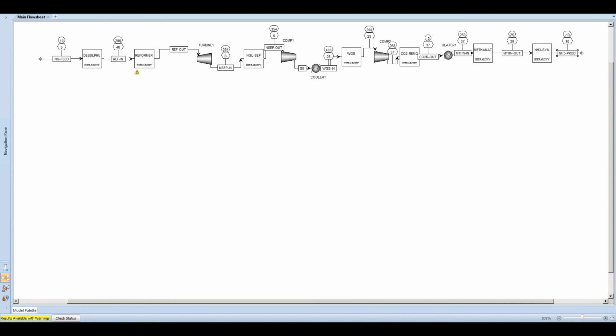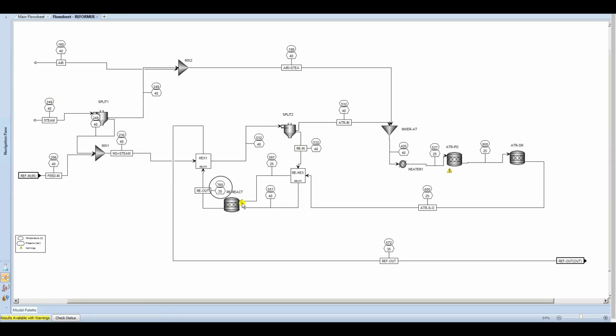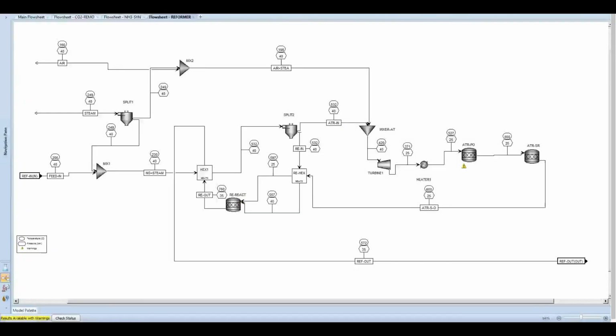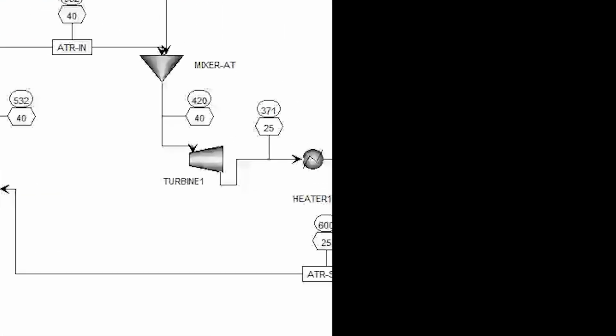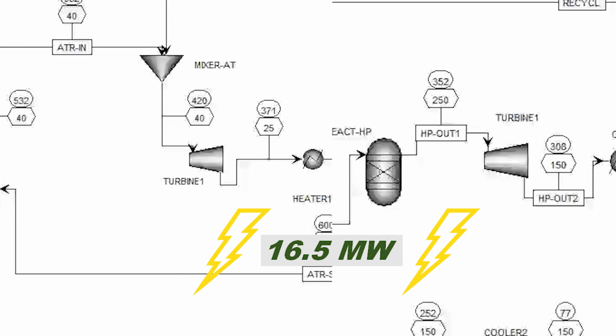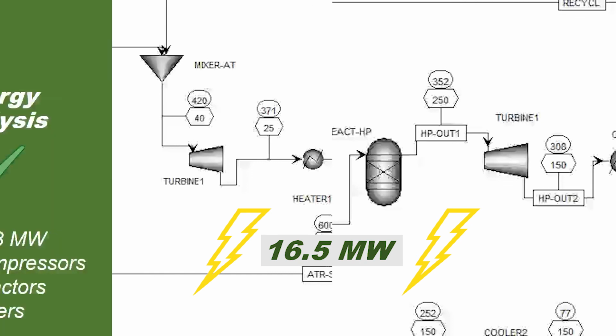Looking into energy savings, the reformer reactor outlet at a temperature of 760 Celsius will heat up the natural gas stream from 230 to 532 Celsius. Implementing this heat exchanger has saved 35.3 megawatts of heat energy, as the product stream heated in the reactor will preheat the feed that goes into the series of reactors. Furthermore, the introduction of turbines in the reformer and ammonia synthesis stage has produced a total electricity of 16.5 megawatts, which can be used in the process.